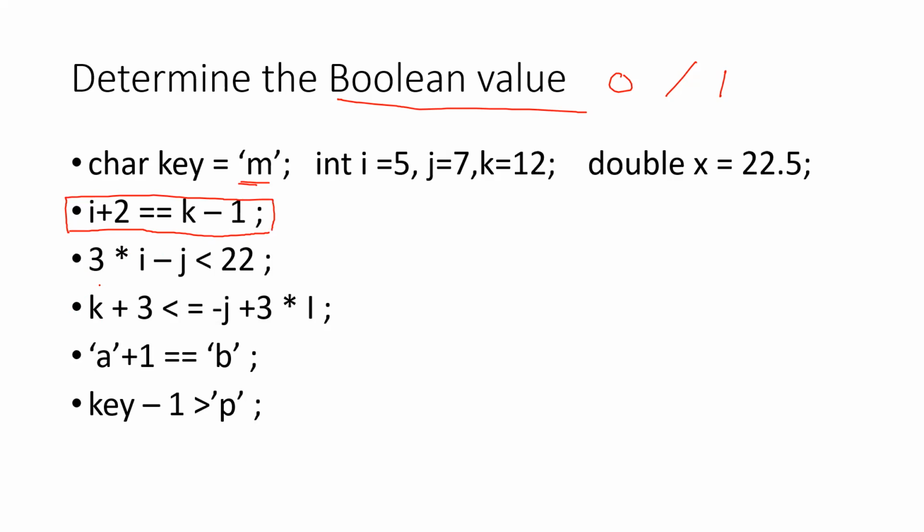All right. And then 3 times i minus j is less than 22. So the value right here is 0. How about this one? Don't use a calculator, just use your brain. 3 times i is 15. 15 minus j, 7. Yes, 1. So 15 minus 7 is 8. So this is 1. Okay, how about this one?